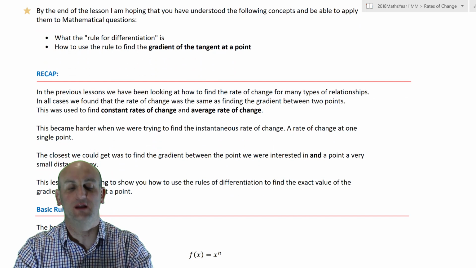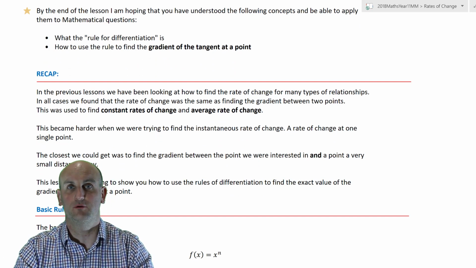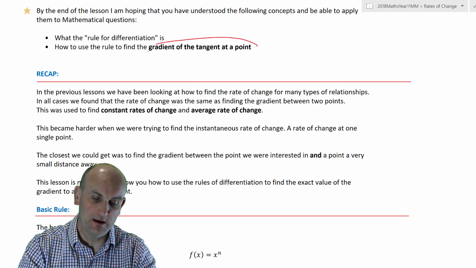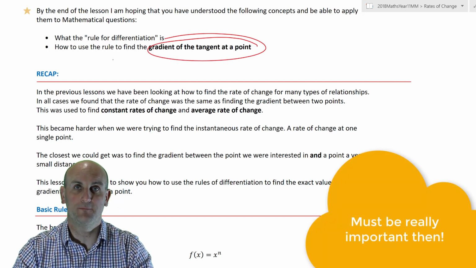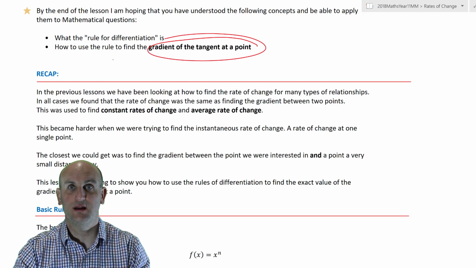But look, by the end of this video, you're going to know what the rule for differentiation is and how to find the gradient of a tangent at a point. Now, I'm going to circle this in red twice, in fact, because that's so important. Whenever you differentiate, remember you are finding the gradient of a tangent at a point. In fact, you're probably finding the function of the gradient of a tangent at a point.